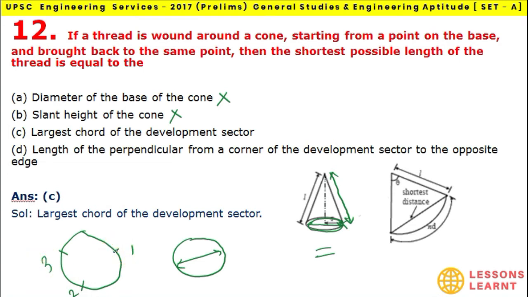So first the thread will be wounded from this point and it will come till here. Rather than coming till here, we can directly move on to here. So with respect to this curve, this is the shortest length. Then second one, similarly, in spite of this, we can take it to here. So this is again the shortest possible length, and the third one, this is the shortest possible length. So here you can see the shortest possible length is like this. So third option is correct, largest chord of the development sector. Hence the third option is correct for this 12th question.